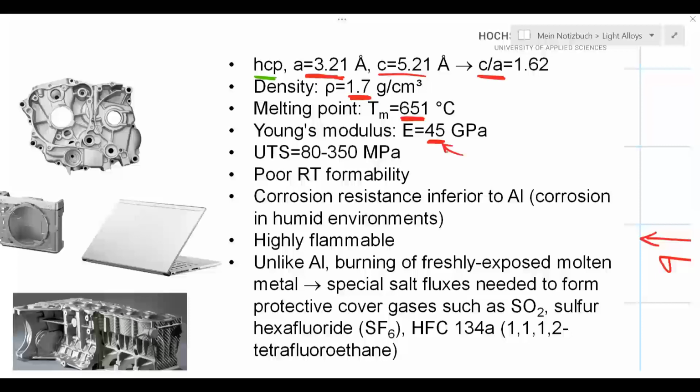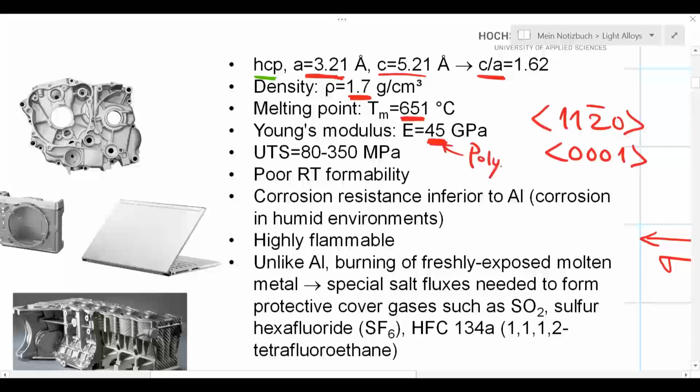And if you're talking about HCP, we have to use Miller indices with four digits. So it matters, for example, if I'm loading parallel to 11-20, which would be the close-packed directions in HCP, or if I'm loading parallel to the C-axis, right? I'm going to get different values. But on average, for polycrystalline materials, we could use an average value, which is in this case somewhat lower than that of aluminum. So it's going to experience a larger deflection under load.